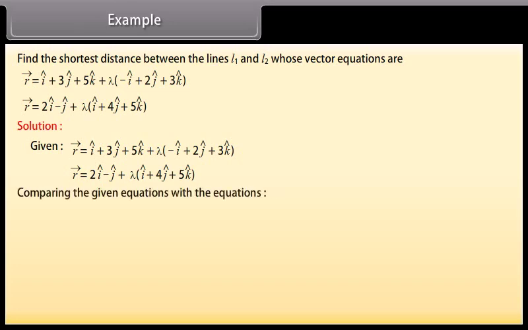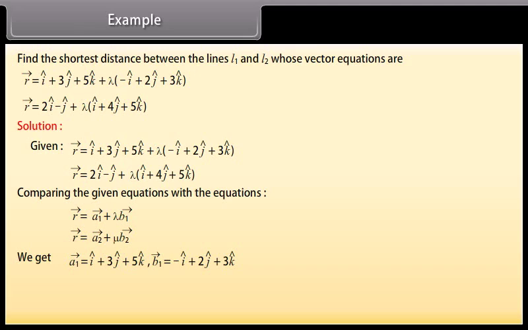Comparing the given equations with vector r equals vector a1 plus lambda vector b1 and vector r equals vector a2 plus mu vector b2, we get vector a1 equals i cap plus 3 j cap plus 5 k cap, vector b1 equals minus i cap plus 2 j cap plus 3 k cap, vector a2 equals 2 i cap minus j cap, vector b2 equals i cap plus 4 j cap plus 5 k cap. Vector a2 minus vector a1 equals i cap minus 4 j cap minus 5 k cap.